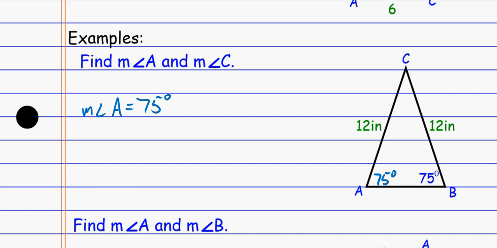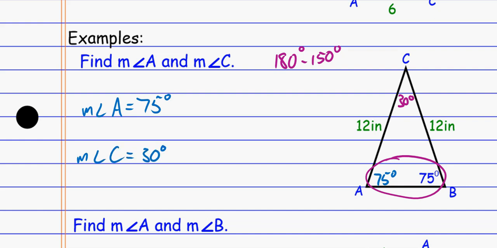And now from here, I can find angle C because the three angles inside of a triangle add up to 180 degrees. And so when I look at this, these guys give me 150. So let's see, 180 minus the 150 gives me 30 degrees. Okay? So now I have the measure of angle C as well. So again, we're still just using some of these things that we've already established, that relationship between the sides and the angles, and then using that idea of, the angles inside the triangle add up to 180.